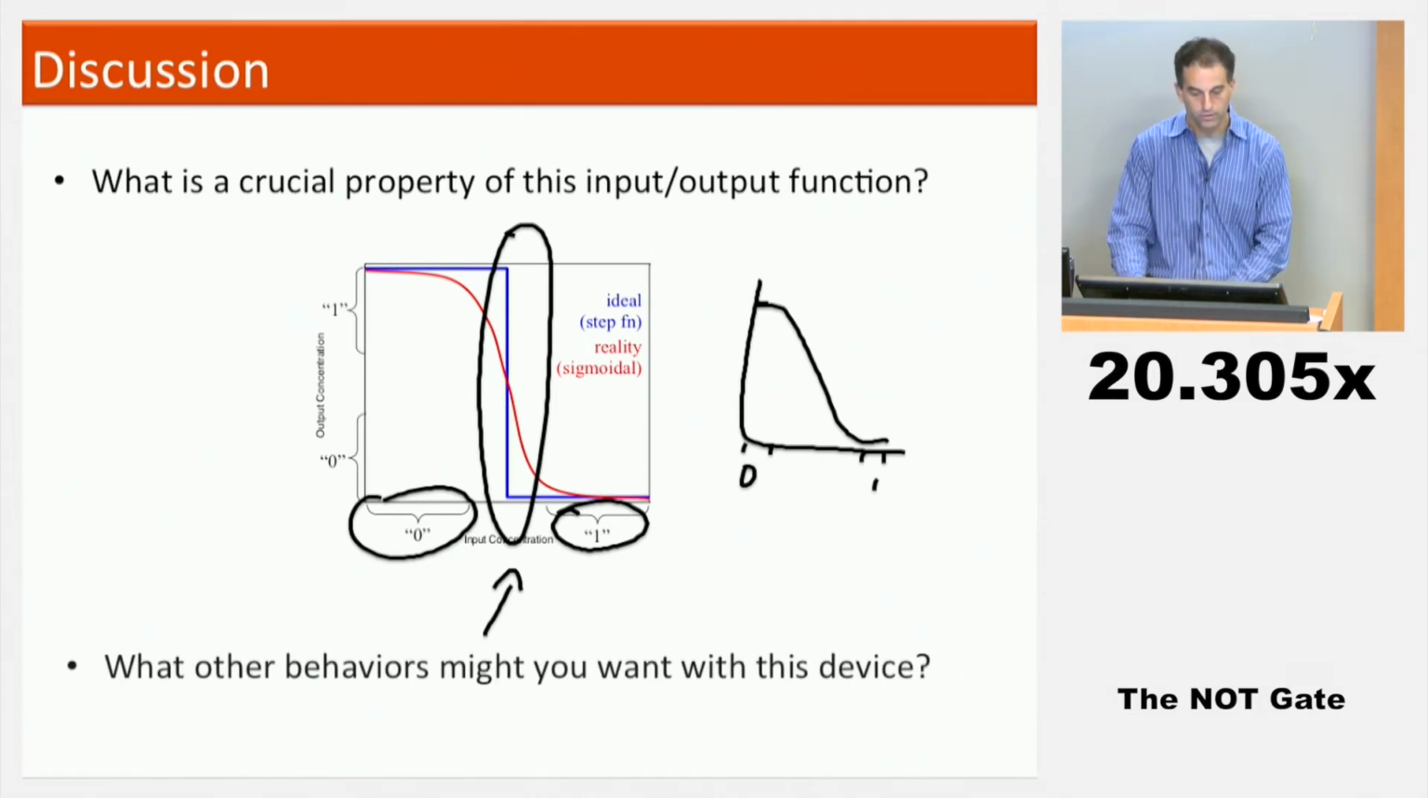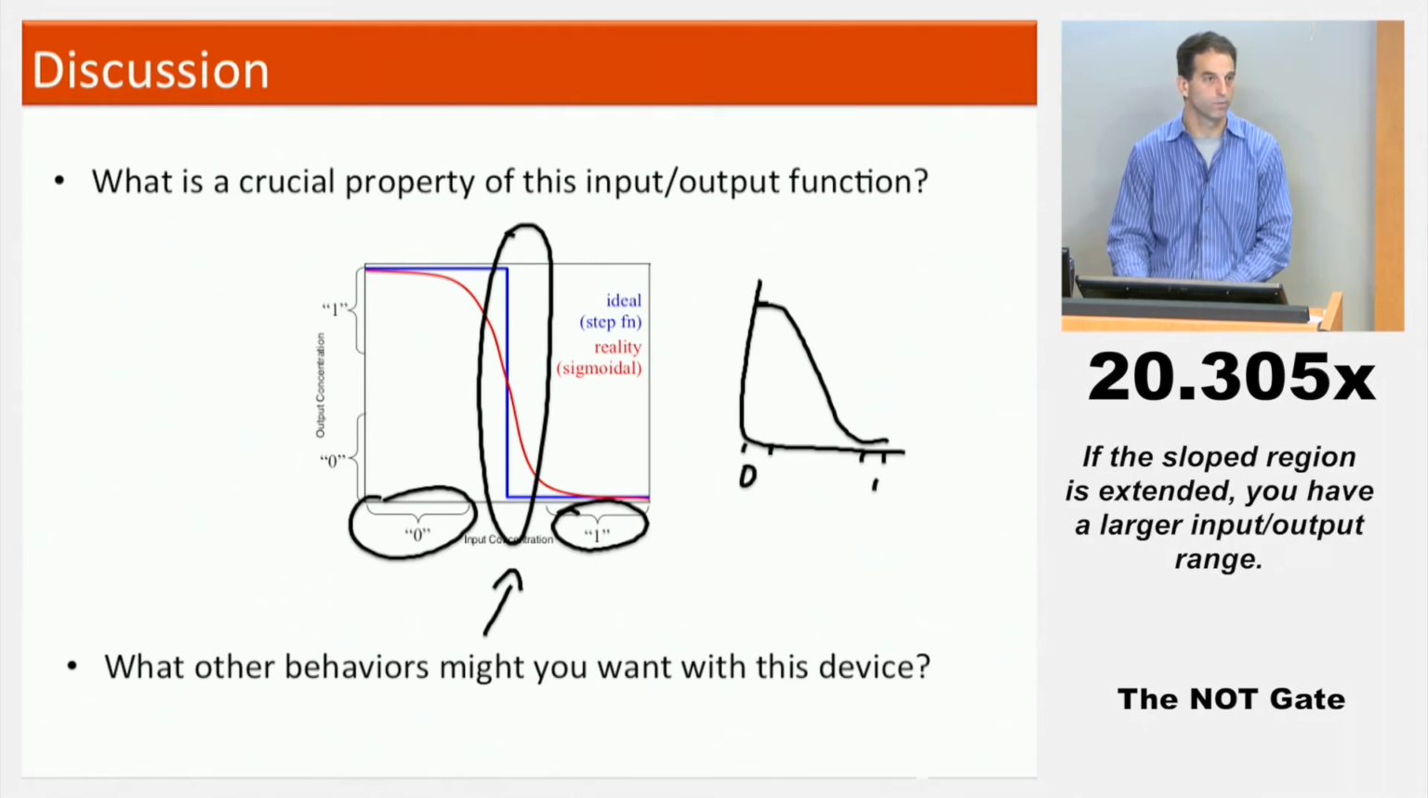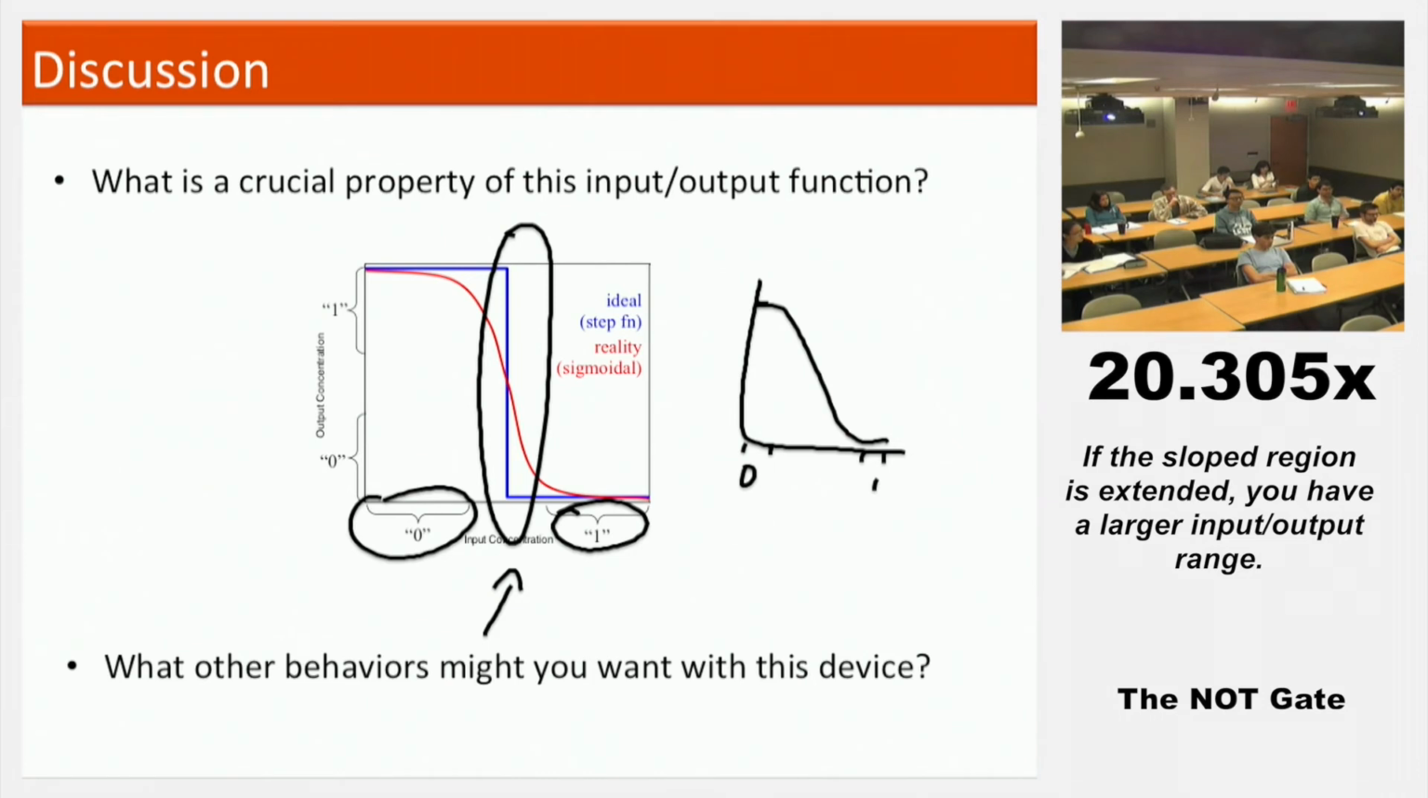Okay. Now, what other behaviors might you want with this device? And I, again, want to emphasize that digital behavior is useful, but there might be other behaviors that we want to be able to implement. So if you didn't want just digital behavior in the system, in terms of the transfer function, in terms of the input-output relationship. So if you wanted an analog signal, if you had your sloped region more extended, you'd have a better dynamical range from which to get a degree of inputs and a degree of outputs.